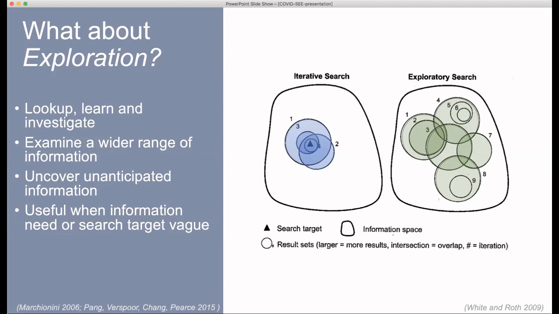And in the context of COVID-19, I felt that the researchers were in the same boat. This is a new disease. They don't really understand all of the characteristics. They don't quite know what they're looking for. They just want to know what works. And so we thought that we would try to harness this notion of exploratory search in order to allow people to examine a wider range of information.